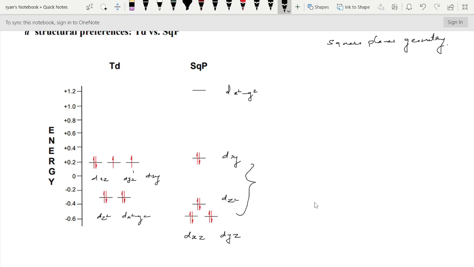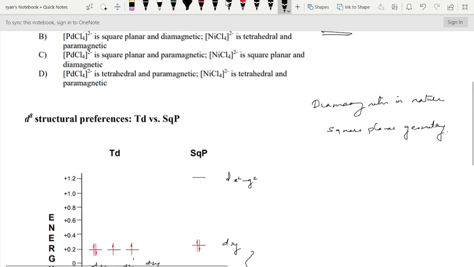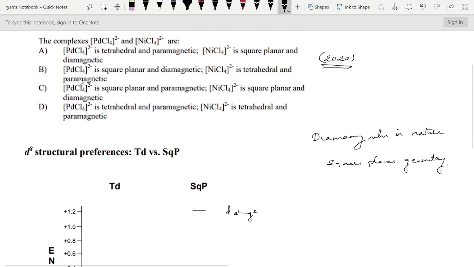Here NiCl4 2 minus is also d8 but has 2 unpaired electrons. Here NiCl4 2 minus is also indicating tetrahedral geometry. Therefore here the answer is PdCl4 2 minus, that is square planar and diamagnetic. NiCl4 2 minus is tetrahedral and paramagnetic. Therefore here answer option B is the correct answer.